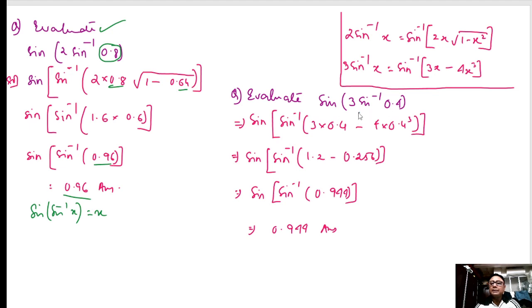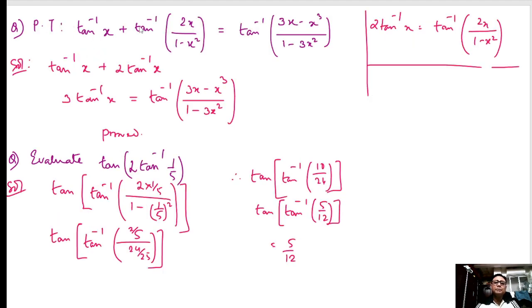Sine of 3 sine inverse x. The 3 sine inverse x formula is this: sine inverse of 3x minus 4x cube. So this is my x. So sine inverse 3x minus 4x cube, and on solving this we are getting this. Now sine of sine inverse x we already know is x. So this is our answer. Clear? Let's see the next sum.